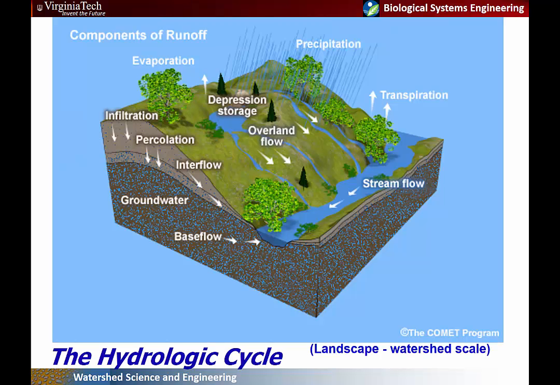So here's an overview of the landscape or watershed scale hydrologic cycle. Now I said we're not going to discuss all of the components. We'll focus on the soil system. So we'll look at evapotranspiration, precipitation, runoff, overland flow, infiltration, and percolation, interflow. We're really going to ignore groundwater, base flow, and stream flow, but just recognize that there are other components that we're not going to discuss. And if you can't hear me, speak up and I'll try to speak louder.